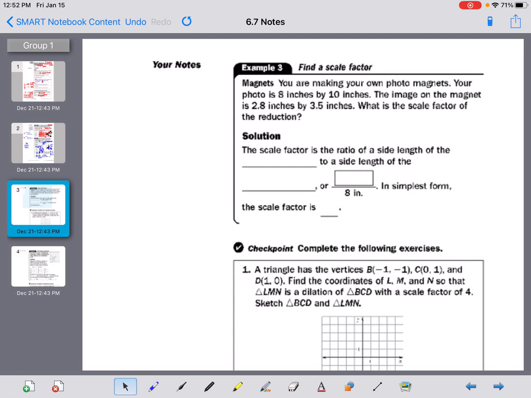All right, off the graph for a little bit. It says you're making your own photo magnets, and your photo is 8 inches by 10 inches. The image on the magnet is going to be 2.8 inches by 3.5 inches. What is the scale factor of the reduction?